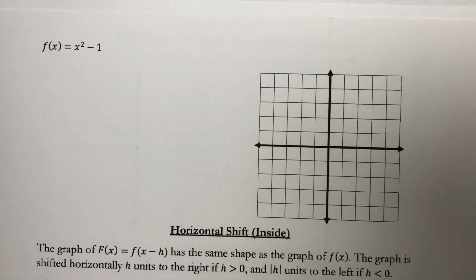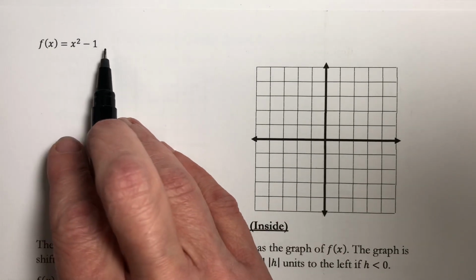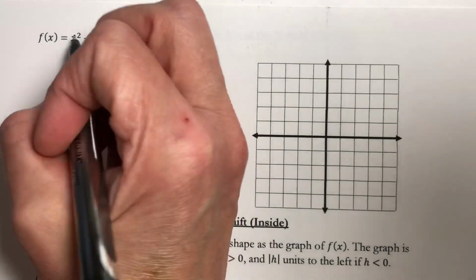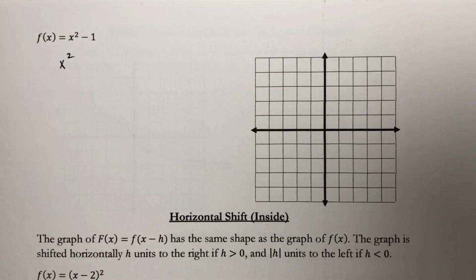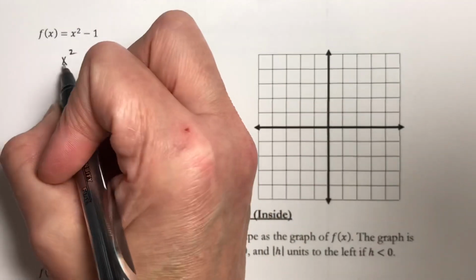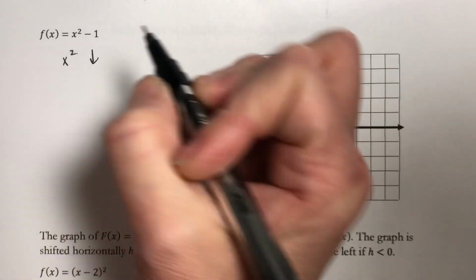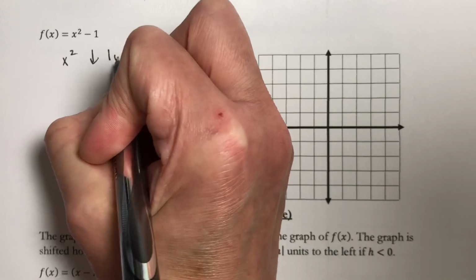So let's try this one. F of x is equal to x squared minus 1. My basic graph is going to be my quadratic again. I'm going to start off with my x squared graph, which is the parabola. And there's a number on the outside, and this time it's negative, so I'm going to take this graph and I'm going to move it down, because that's a negative, 1 unit.